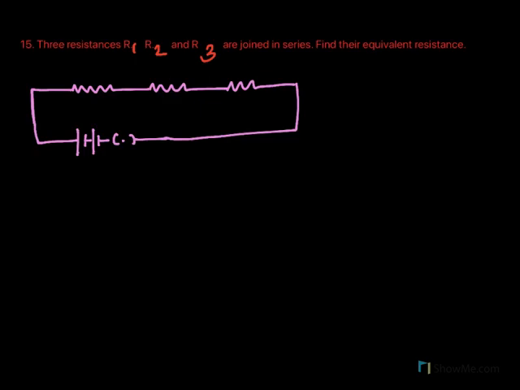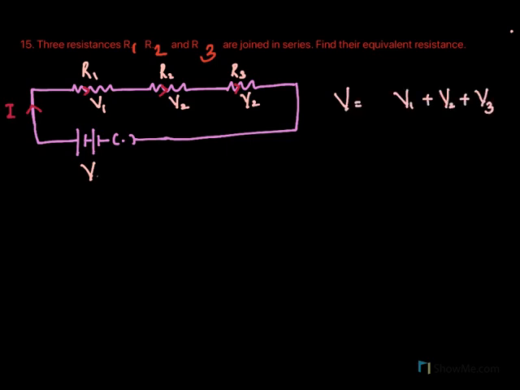Three resistors R1, R2, R3 are joined in series. Find the equivalent resistance. So we have R1, R2, R3 joined in series, one after the other. And we know in this case the current flowing will be the same. The current flowing I will be the current flowing through R1, same current will flow to R2, same current to R3. However, there will be a change in the voltage. If this voltage is V, then the voltage across them, potential differences V1, V2 and V3. Now here V equal to V1 plus V2 plus V3.